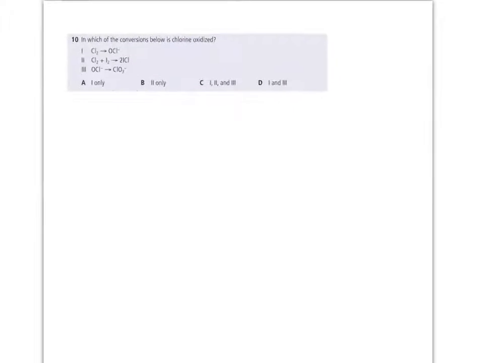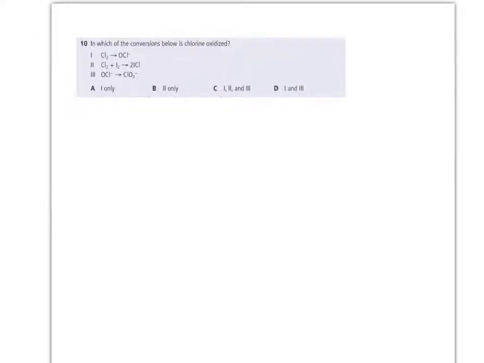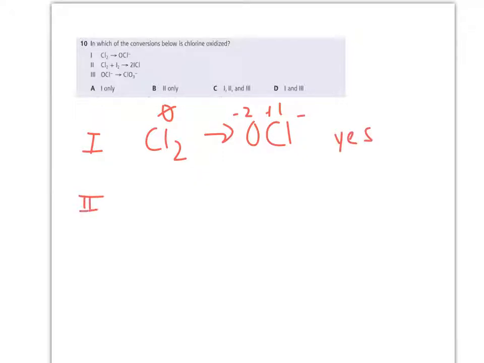Number 10, in which of the conversions below is chlorine oxidized? So oxidized, I will see an increase in the oxidation number as it loses electrons. So in number 1, I have Cl2 with chlorine at a 0, OCl-, the oxygen's a -2, so the chlorine's a +1 in order for that to be OCl-. So yes, in this case, chlorine is oxidized.